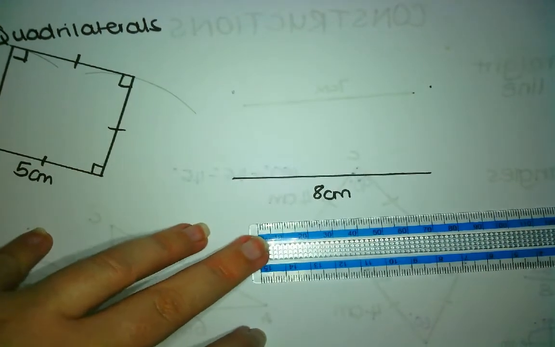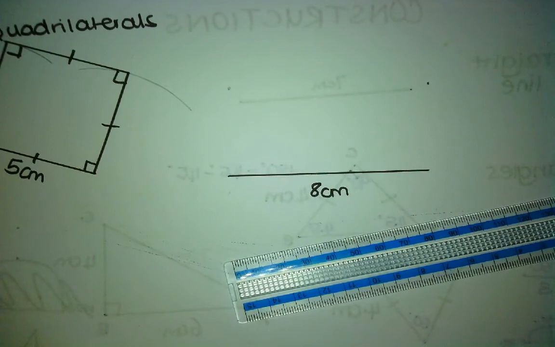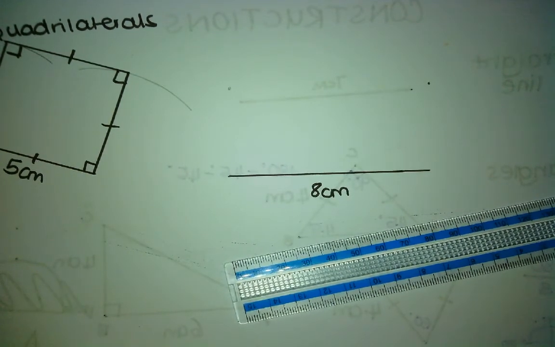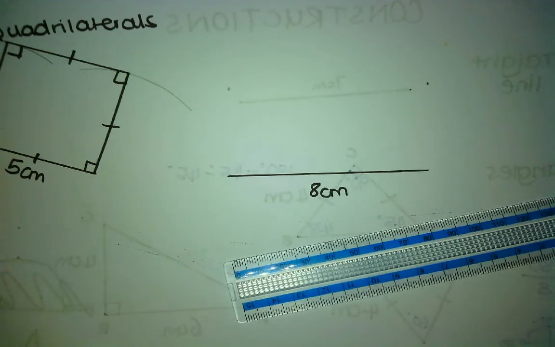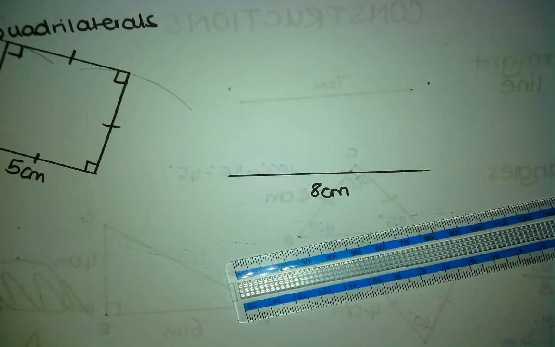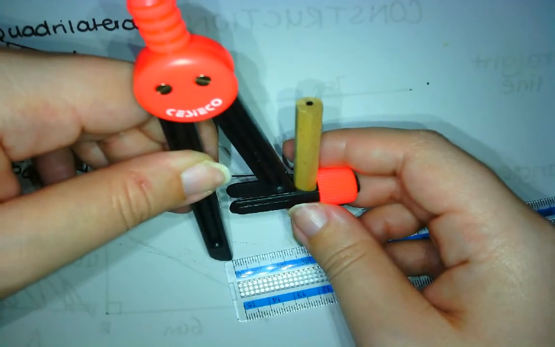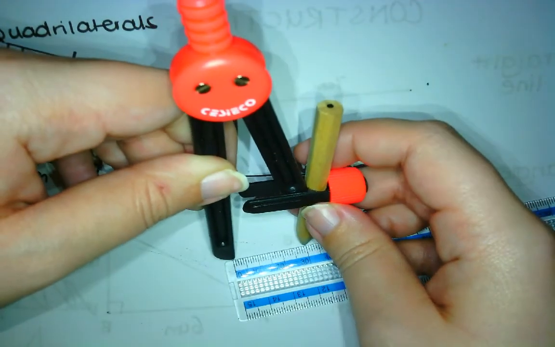Now because it's a rectangle, it can't be 8 centimeters as well. So what we're going to have to do now is measure the other side. Usually what will happen is we will give you the measurements, so it's not like you will have to guess the measurements. So we can change the measurement. We can make it 5 or we can make it 3. Let's make it 3. Let's just make it small for today.